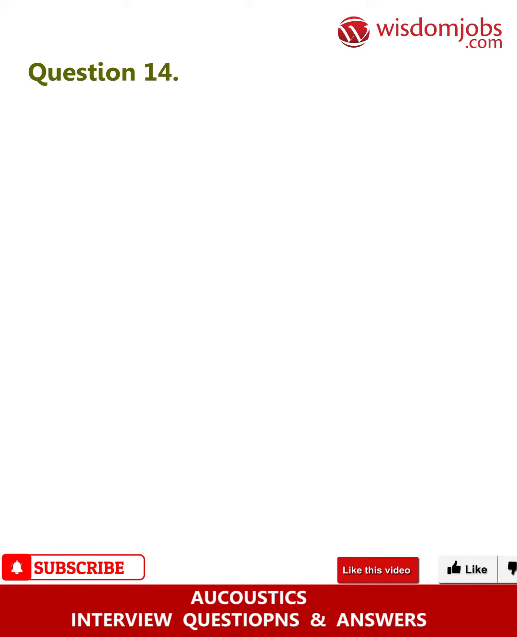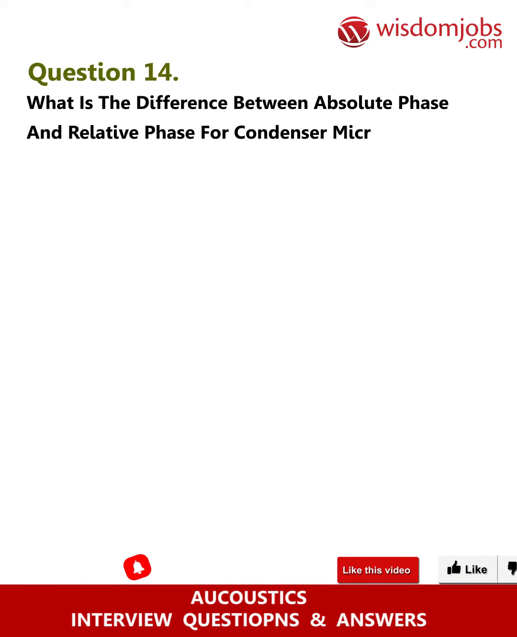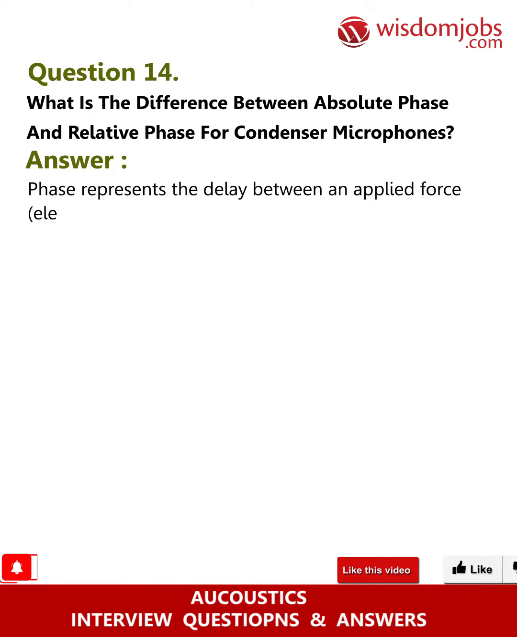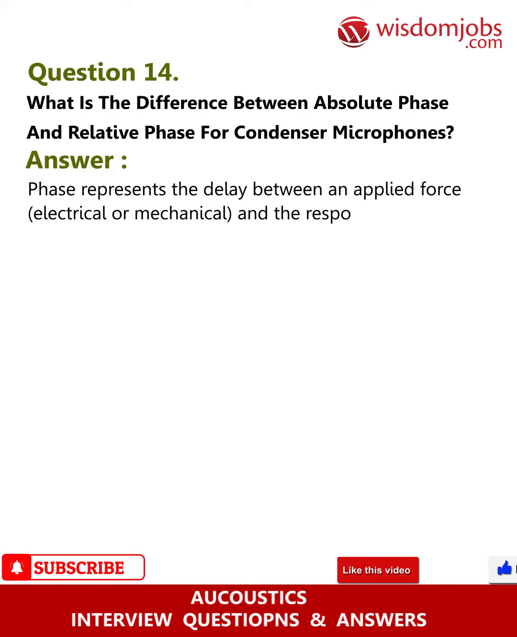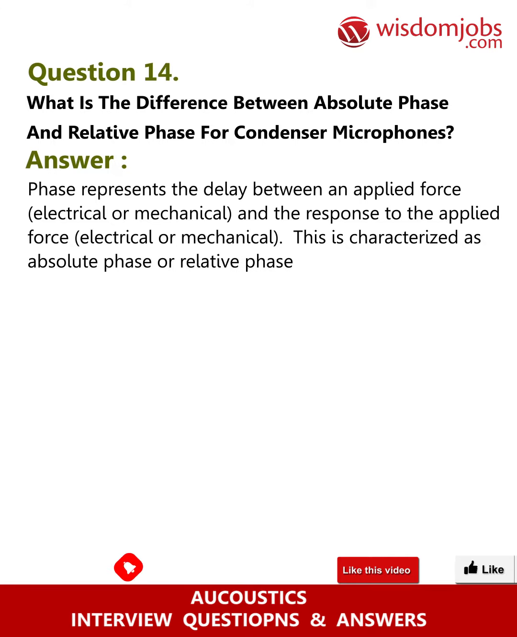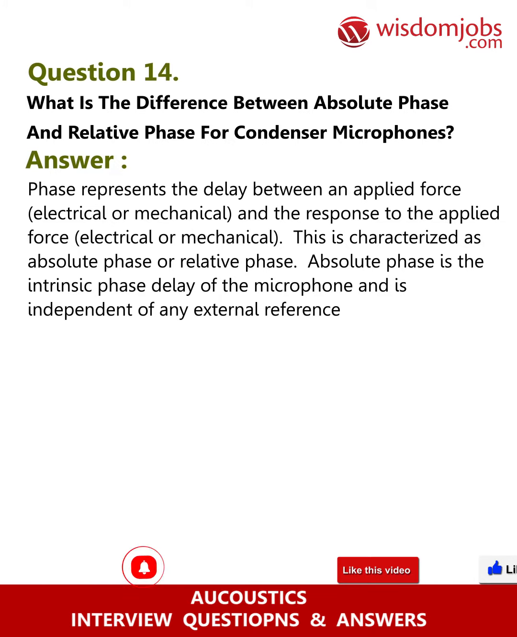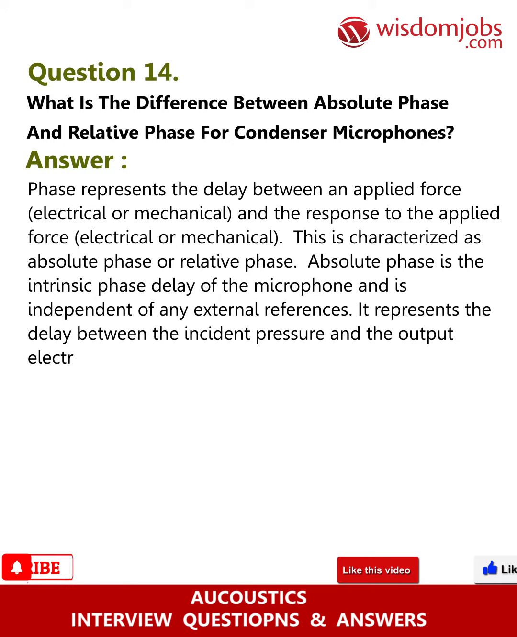Question 14. What is the difference between absolute phase and relative phase for condenser microphones? Answer. Phase represents the delay between an applied force, electrical or mechanical, and the response to the applied force, electrical or mechanical. This is characterized as absolute phase or relative phase. Absolute phase is the intrinsic phase delay of the microphone and is independent of any external references. It represents the delay between the incident pressure and the output electrical response.